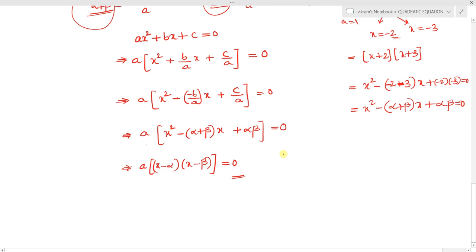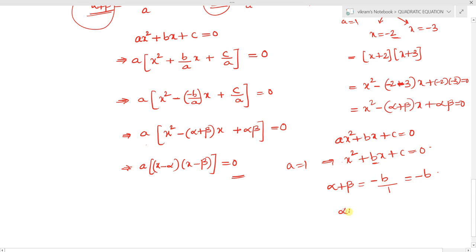Okay. Now ax square plus bx plus c equals 0. If a equals 1, what happens? Then we can write it as x square plus bx plus c equals 0. In this case, what is alpha plus beta? The sum of the roots equals minus the coefficient of x. What is the coefficient of x? It is b, and the coefficient of x square here is 1, so simply it is minus b. And the product of the roots is c by a, the constant term by the coefficient of x square; here a equals 1, so simply it is c.